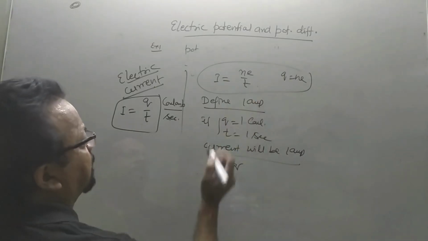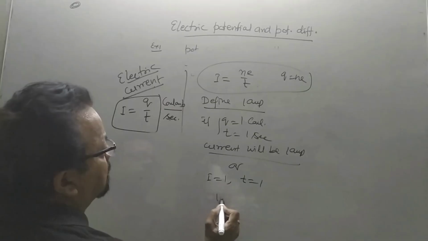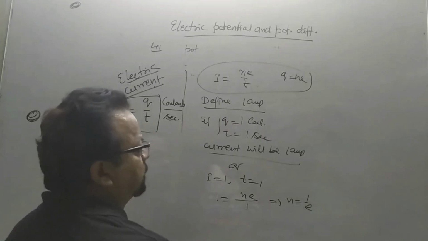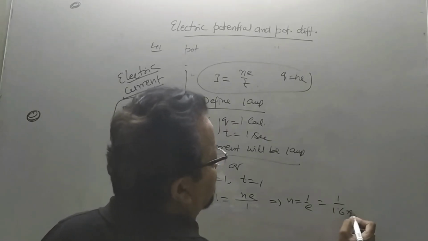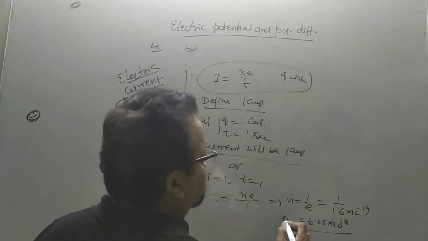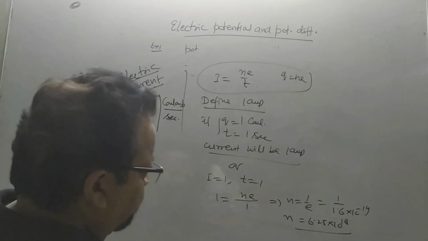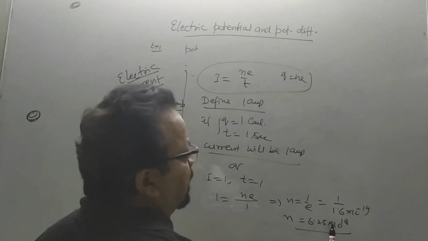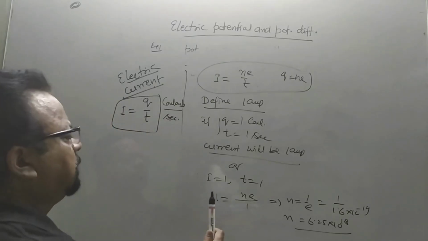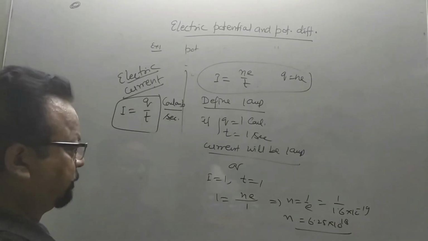It can also be defined as: I is equal to 1, t is equal to 1, so 1 is equal to ne upon 1, that is, n is equal to 1 upon e, which is 1 upon 1.6 times 10 to the power minus 19, that is 6.25 times 10 to the power 18. Now in terms of electrons, if 6.25 times 10 to the power 18 electrons are flowing in 1 second, then this flow causes a current of 1 ampere.